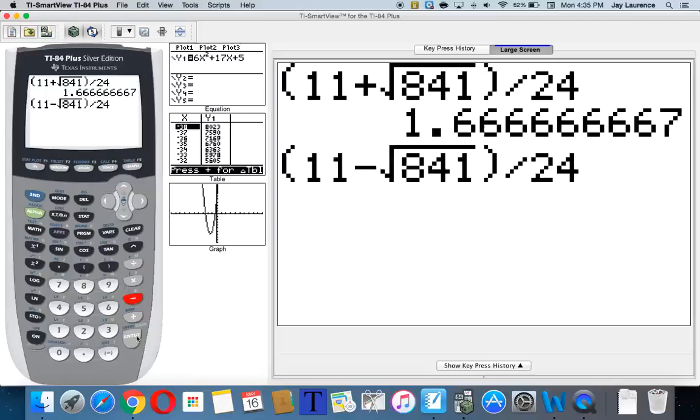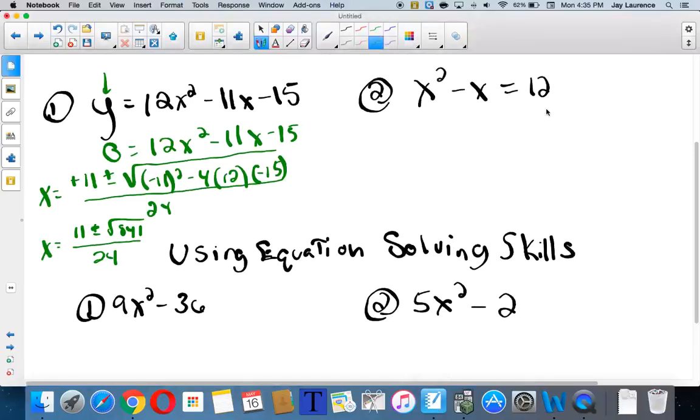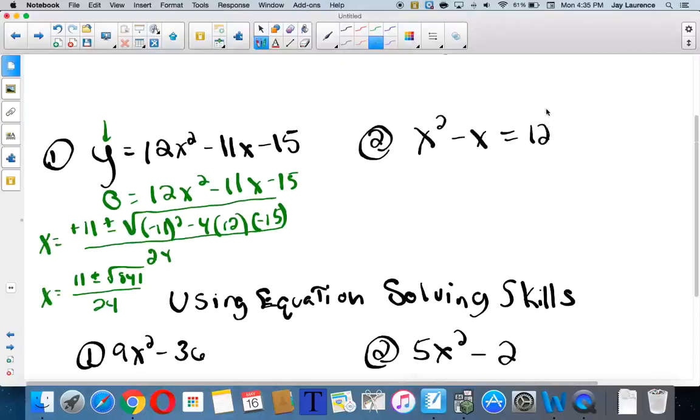Minus. And there we go. And there it is, negative 3/4. All right, there are my two solutions: 1 2/3, 0, and negative 3/4, 0. All right, now for the other problem, same thing, except it doesn't equal 0.